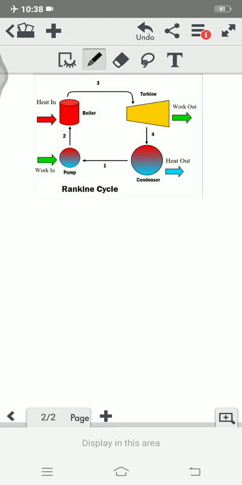Today we are going to discuss the Rankine cycle. So here is the schematic diagram for the Rankine cycle. There are four basic parts in a Rankine cycle. The first component is the boiler, then the turbine, the third one is the condenser, and the fourth is the pump. So these four are the basic components in a Rankine cycle.